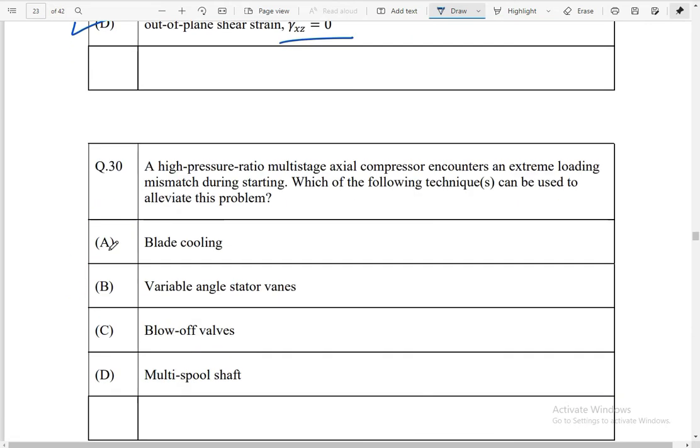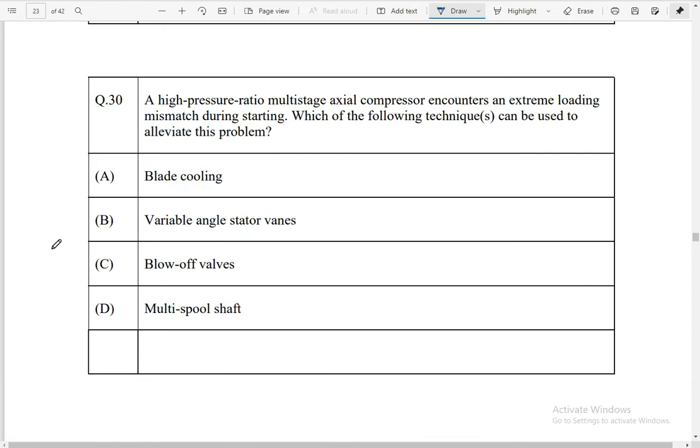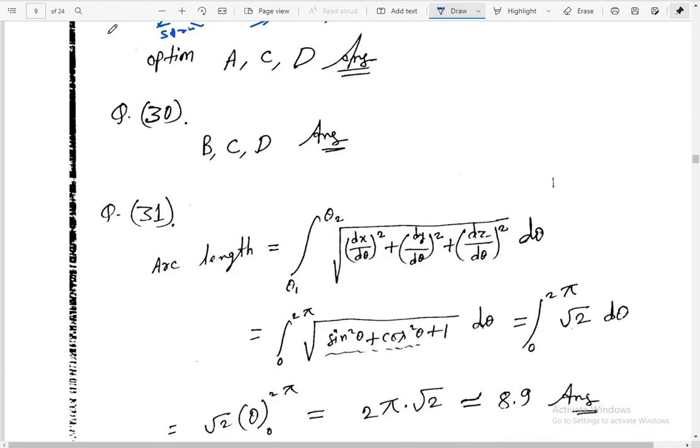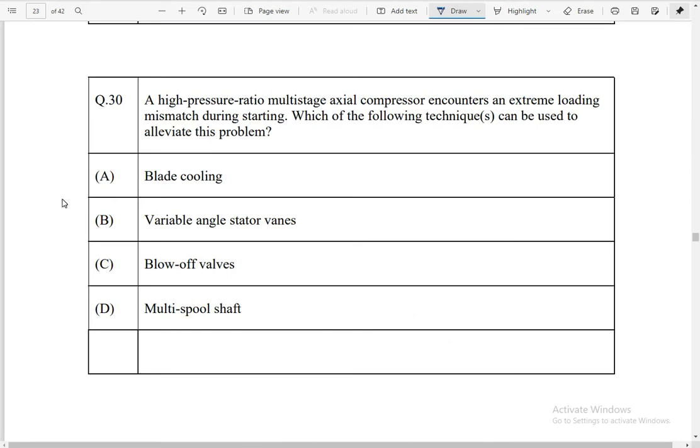For question number 30, a high pressure ratio multi-stage axial compressor encounters an extreme loading mismatch during starting. Which of the following techniques can be used to alleviate this problem? Blade cooling, variable angle stator vanes, blow-off valves and multi-spool shaft. So in this problem, I marked only B, C and D: variable angle stators, blow-off valves and multi-spool shaft.